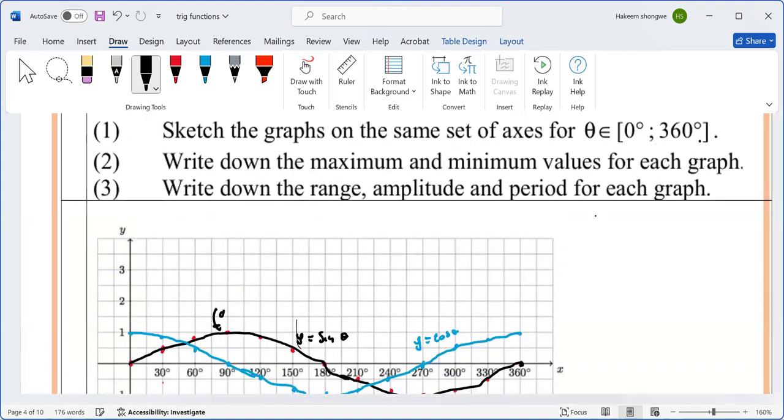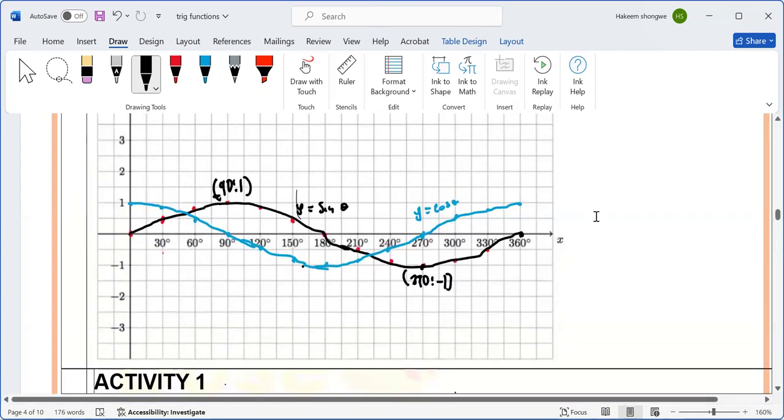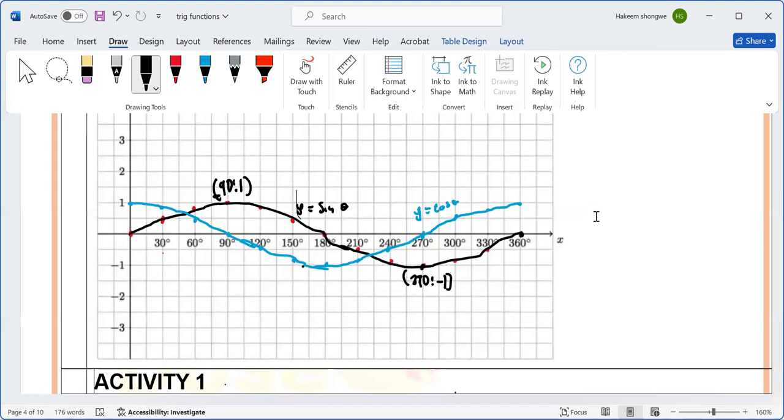Here I have 90, which goes with 1. So what is the smallest value of y that you can see? It's -1. So you will tell them the minimum value. If they ask us what the minimum is, we're going to tell them the minimum is equal to -1. What is the biggest value that you see, the max? It's 1.